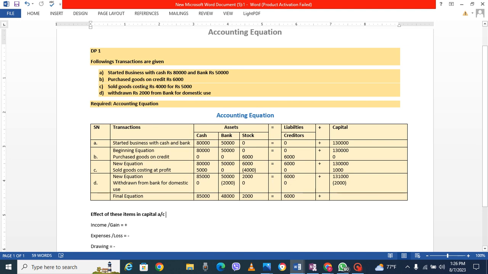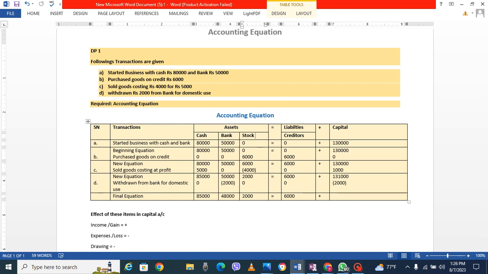If the goods are purchased on credit, that means if goods are purchased, we have to add a separate heading, that is stock. So we don't write goods, but we write stock. As it is purchased on credit, we have to add creditors under the liability heading. So we have added creditors here as well.